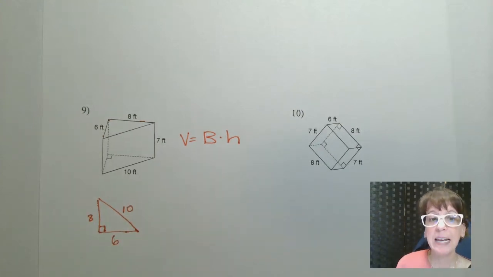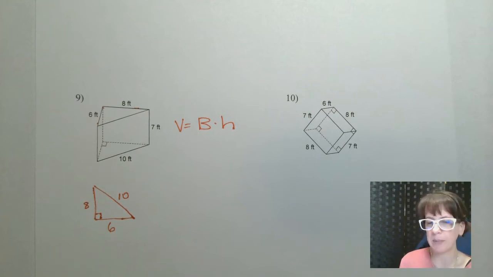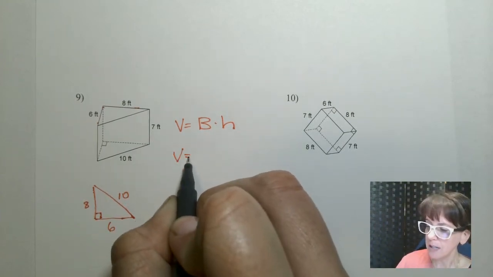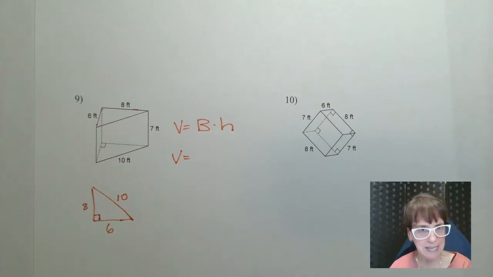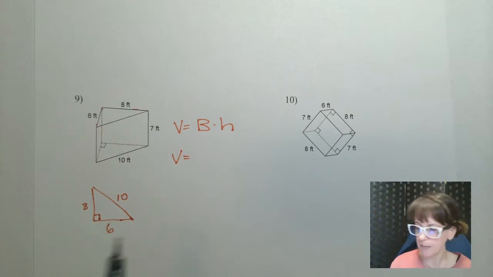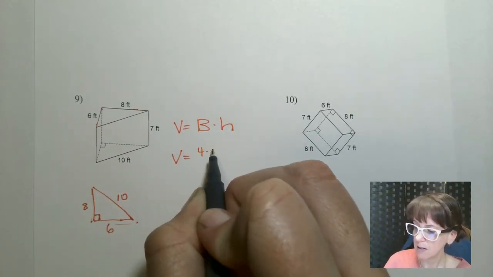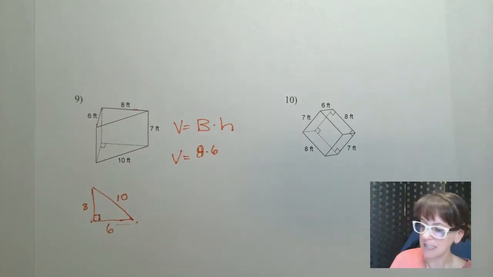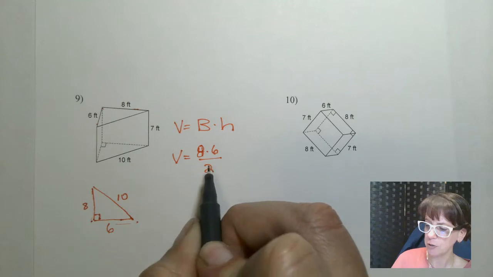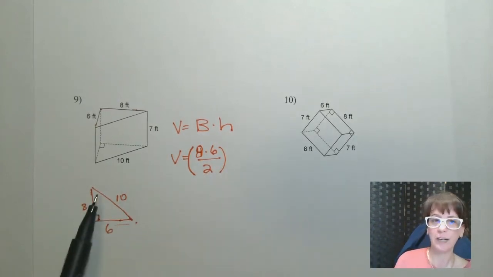Remember, to find the area of a triangle, we do the base times the height, and then we cut it in half. We divide by 2. The base and height have to make a right angle. So we say 8 times 6, and then divide that by 2. That will give us the area of this triangle here.